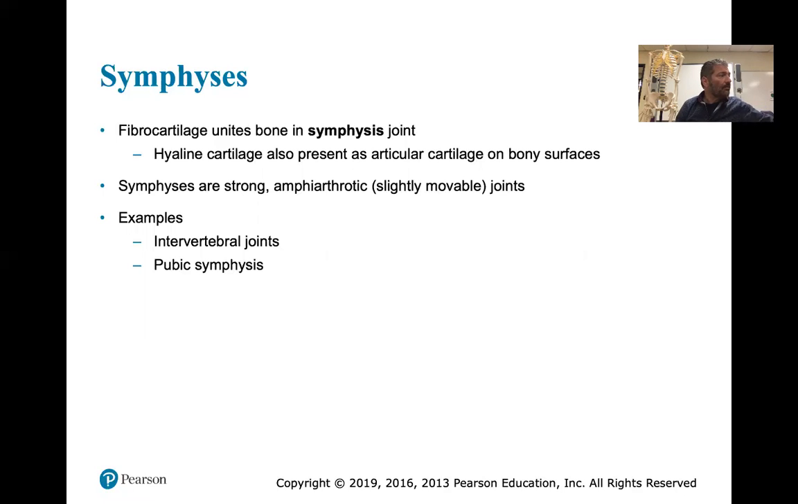I don't know if I have any examples here. I did not. Sorry, guys. I did bring one, but I'm going to show you guys that tib-fib joint.